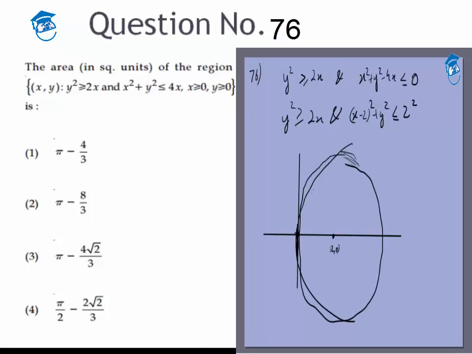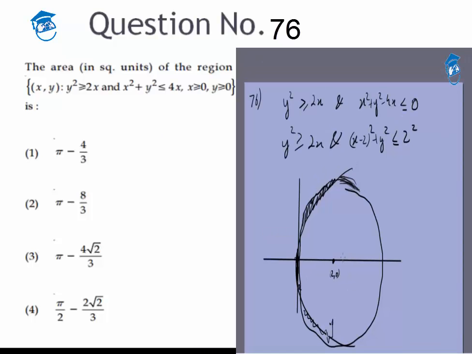And we want the interior of this circle because that's when (x minus 2) whole squared plus y squared is less than or equal to 2 squared. But we also want the exterior of the parabola because within the interior of the parabola y squared is less than or equal to 2x. So the intersection of the exterior of the parabola and interior of the circle are these two regions. This is the first region and this will be the second region.